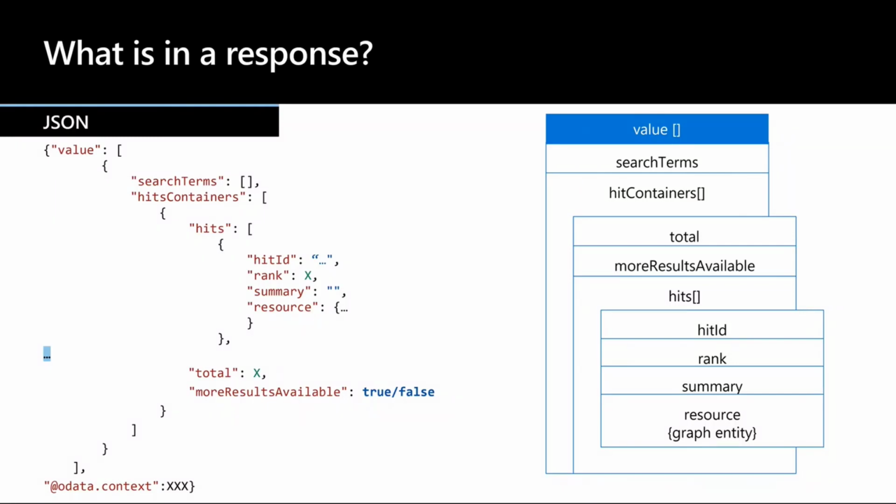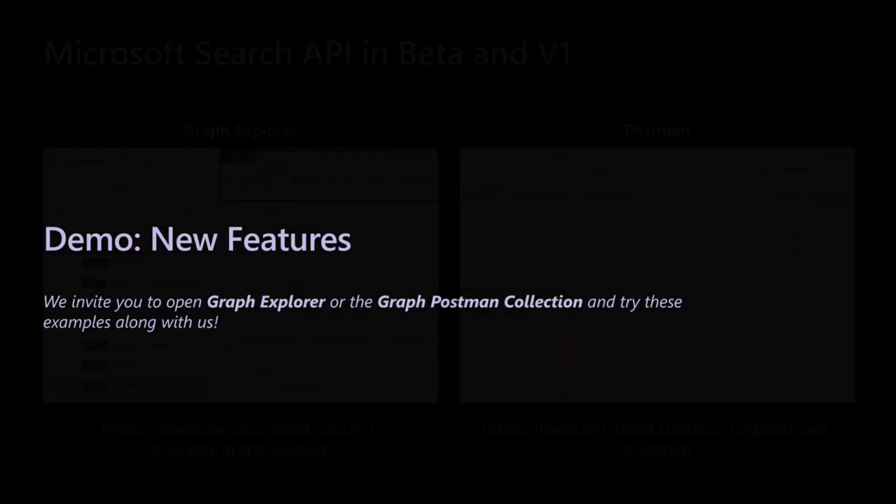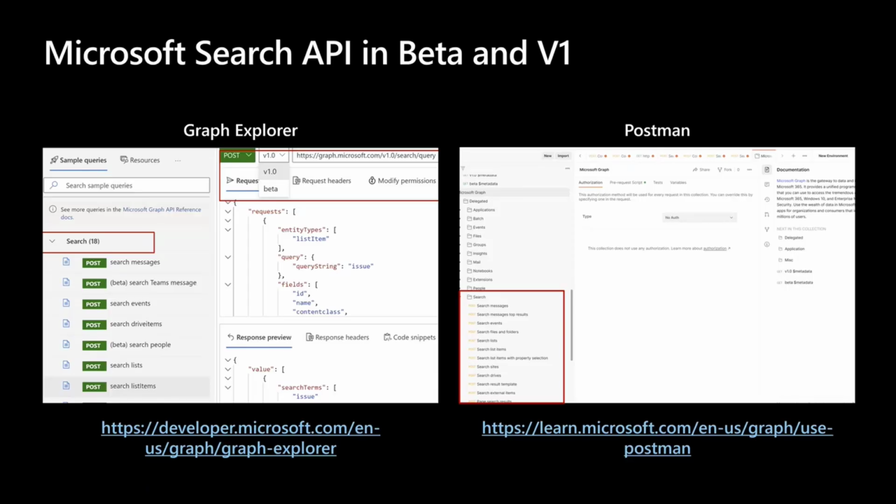So now that we have an understanding of the basic anatomy and syntax of a request and response, I invite you to code alongside me if you'd like to, and open up Graph Explorer or Postman to walk through some of the new features. No obligation to do this, but I did want to flash here that in Graph Explorer, you can see the exact samples of what I'm demoing today, so you can go ahead and check them out yourself. We also have a Postman collection that we continuously work to keep up to date, so you can try it in Postman as well.